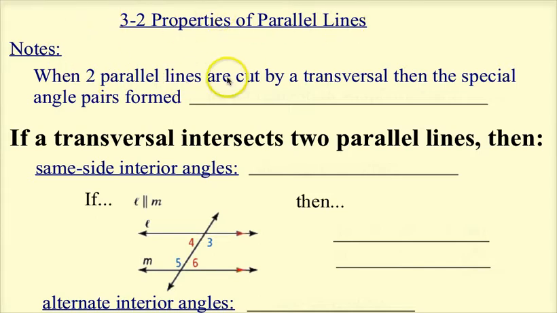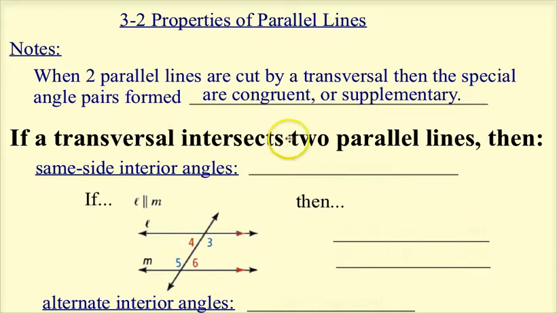When two parallel lines are cut by a transversal, then the special angle pairs formed are congruent or supplementary. So you only have two choices. The angle pairs we talked about yesterday, alternate interior, alternate exterior, corresponding angles, are either going to be congruent to each other, or they will be supplementary. A lot of times you can even tell by looking at the picture. Remember, supplementary means two angles whose sum is 180 degrees.